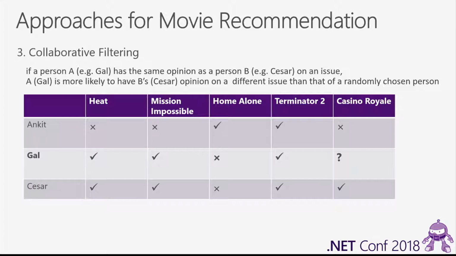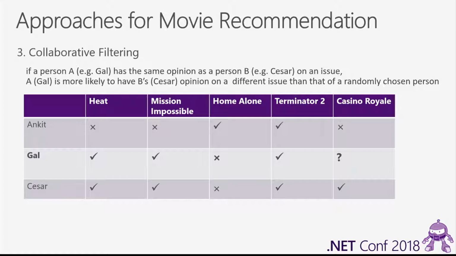And to illustrate this point, let's take a look at this example here. What you're seeing in this table here are three users on the left, Ankit, Gal, and Cesar. And then on the right, you're seeing different movies that we've seen. The check marks here suggest these are recommended movies, or movies that we liked. So in my case, for example, I liked Home Alone and Terminator 2. And the crosses here mean that I did not like Heat, Mission Impossible, or Casino Royale in this case.